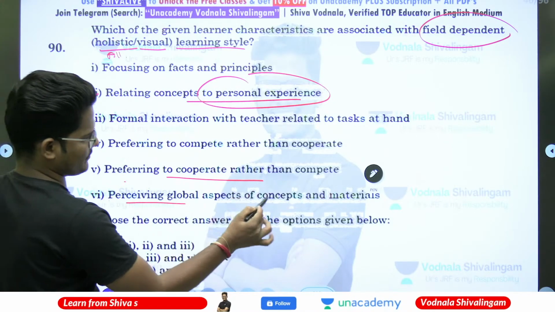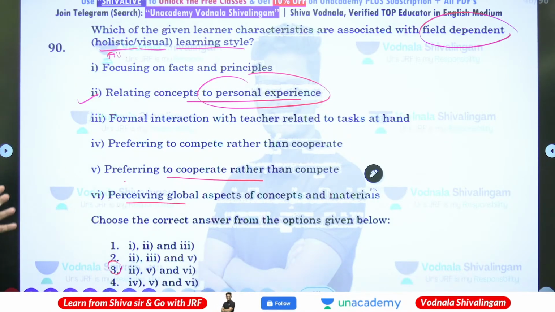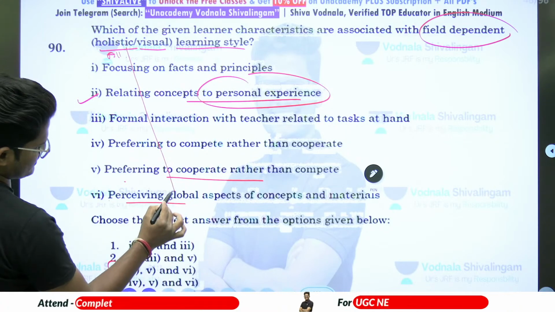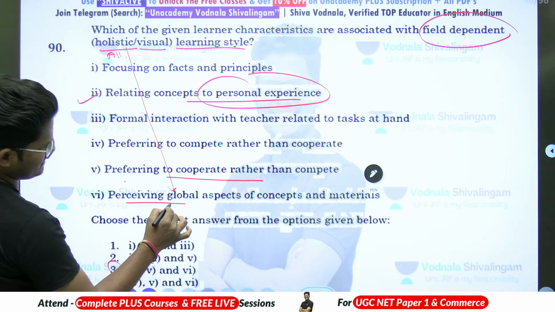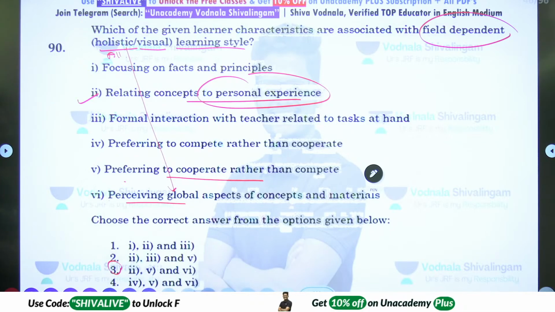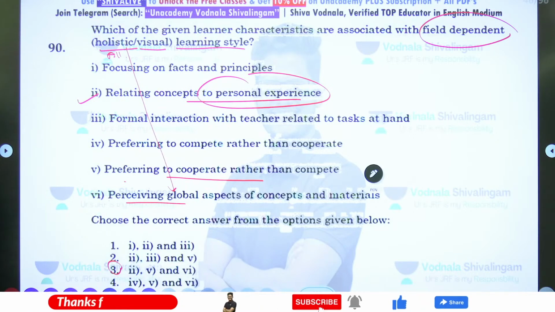Perceiving global aspects of concepts and material is given. So global aspects means having a holistic point of view. That is what global aspects are. Holistic means everybody is involved in this. Perceiving global aspects of concepts and materials is indicating holistic, which means all the way in a 360-degree way.